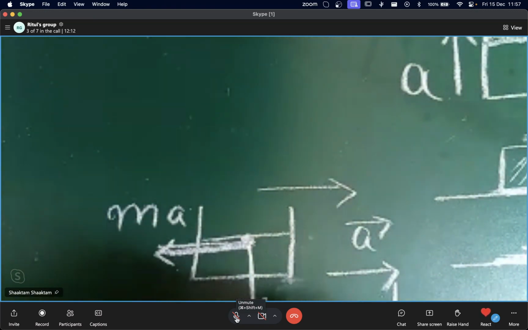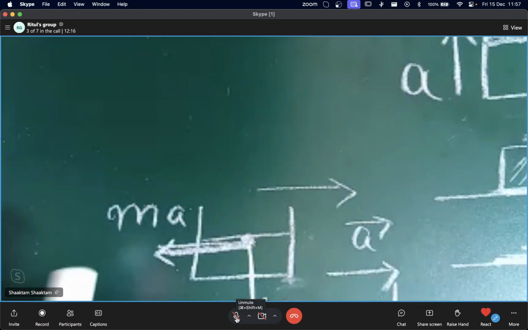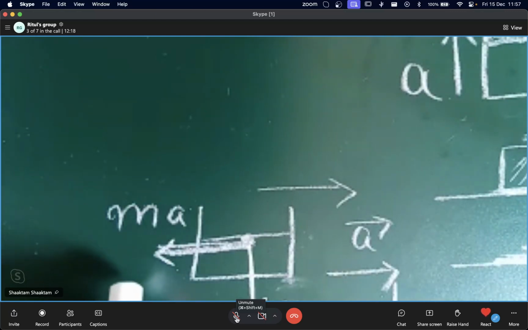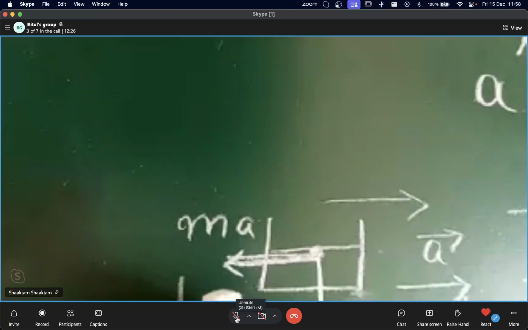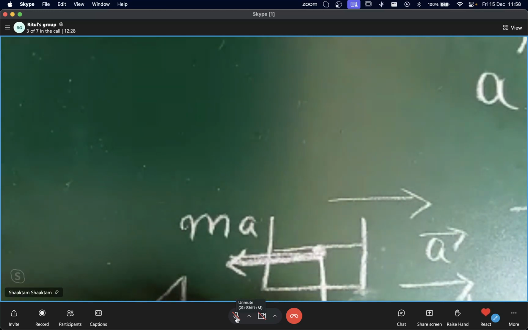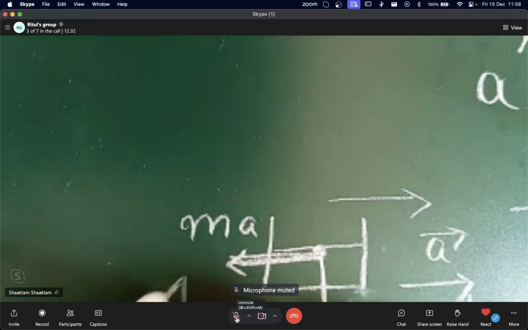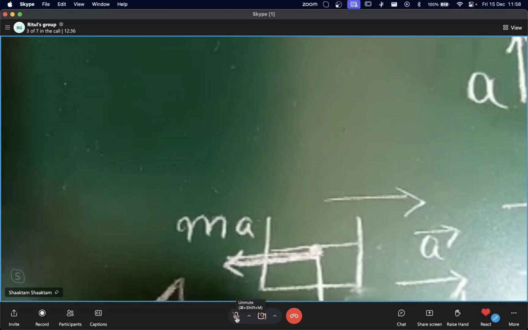Gravity, m into g, acts on that particle. The net force which acts on the particle is the summation of gravity and ma, right? Summation of gravity and ma, which gets me what direction? This direction. This is the net force direction. Can we say that? The direction of net force.